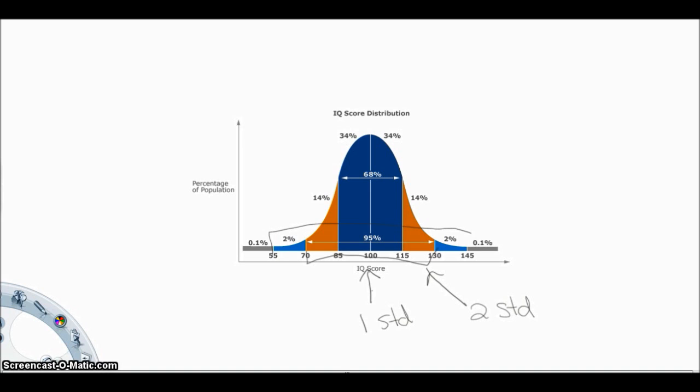Lastly, we have three standard deviations, and three standard deviations here goes all the way out to the light blue section. That is 99.7% of the area underneath that curve. And that is all, folks.